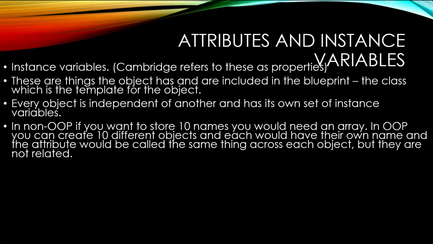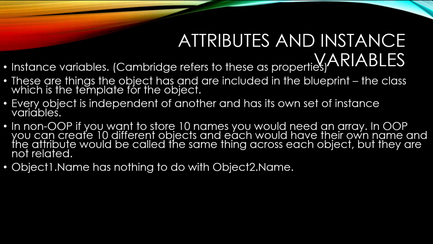would be called the same thing across each object, but they're not related. So if I have 10 different objects where each object has a name, I don't have to keep track of the index number. I don't have to say, okay, index 7, which one was that? Because they're all independent of one another, even though they're using the same attribute name. That doesn't mean they're accessing the same one, they just have the same name. Object1.name has nothing to do with object2.name. They're independent of one another.